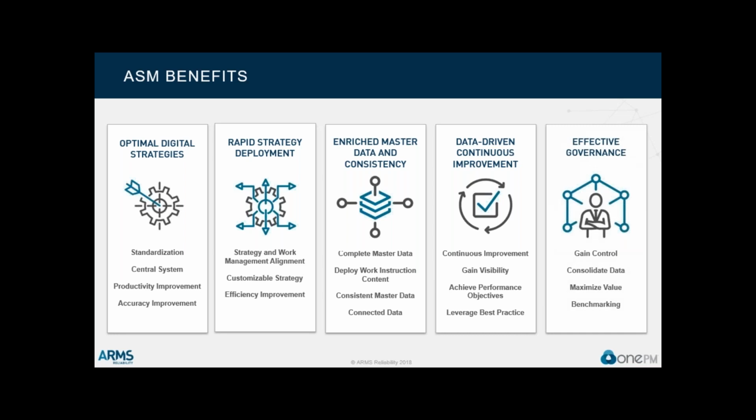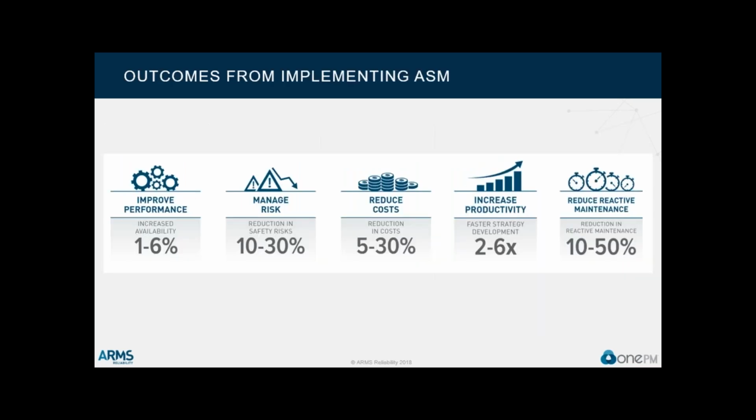Now, asset strategy management also gives you this effective governance. It allows you to gain control, consolidate spreadsheets and multiple sources of the same data. It allows us to maximize value, and also allows us to benchmark across other parts of our organization, because we're all doing things the same way through the same process. And these are some outcomes that we've got from implementing asset strategy management.